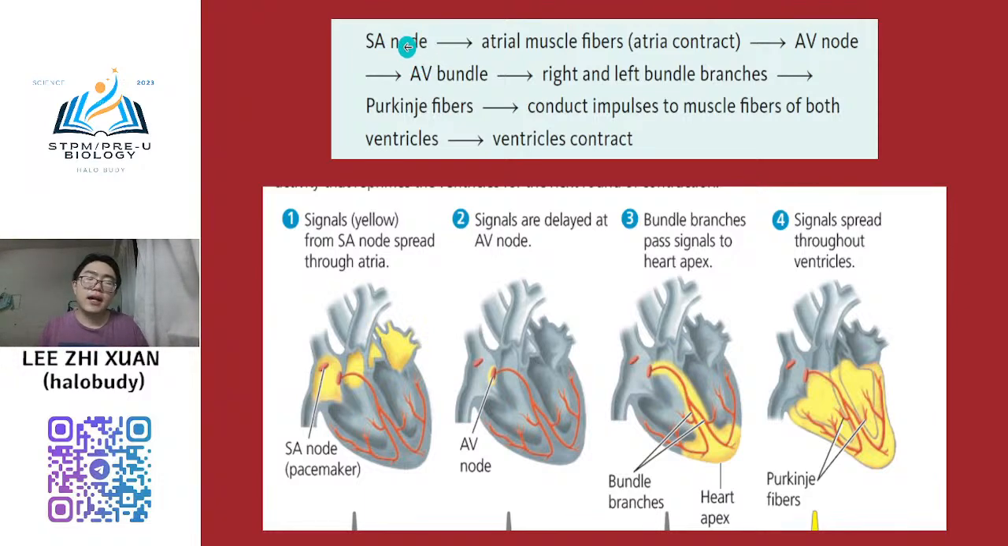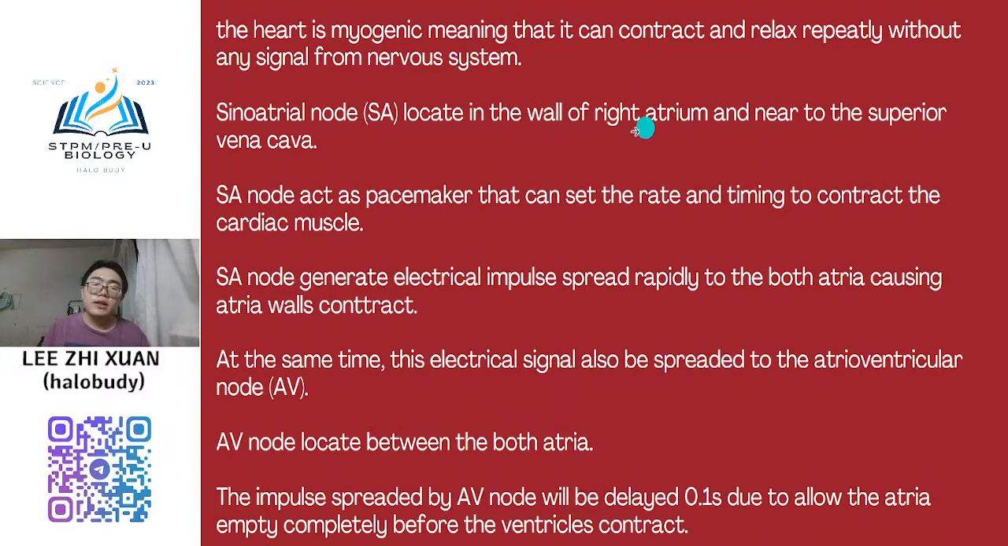So the SA node will send the nerve impulse to the atria first. It will spread the nerve impulse into the atria, causing the atria to contract. So at this time is atrial systole. This is why atrial systole is the first phase in the cardiac cycle, because the SA node is located here. You see here, it is located at the right atrium.